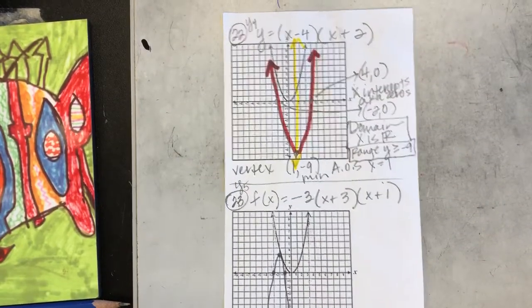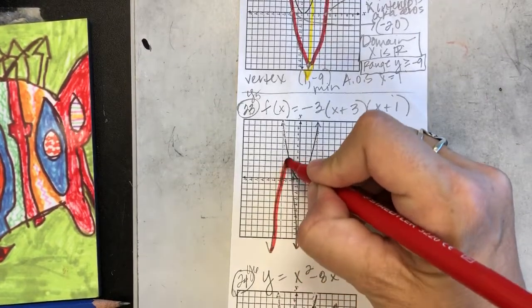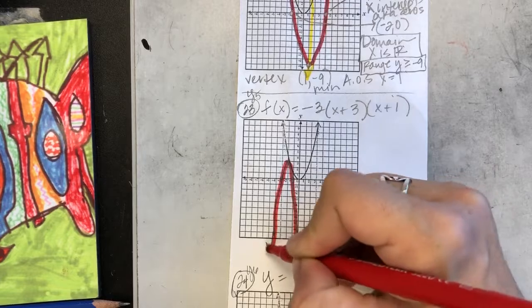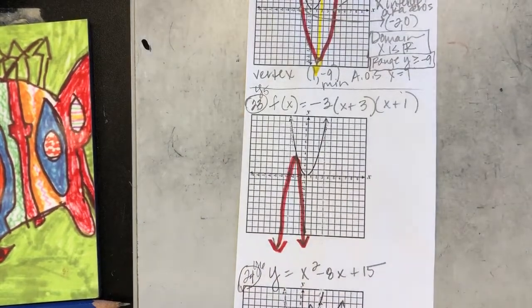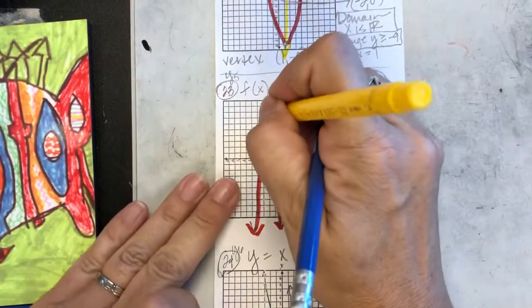Number 23, same idea. I'm going to go in. Again, you do not have to have these on with the parent functions. I just used this graph paper because it was handy and I had space on the back. There's my parabola.